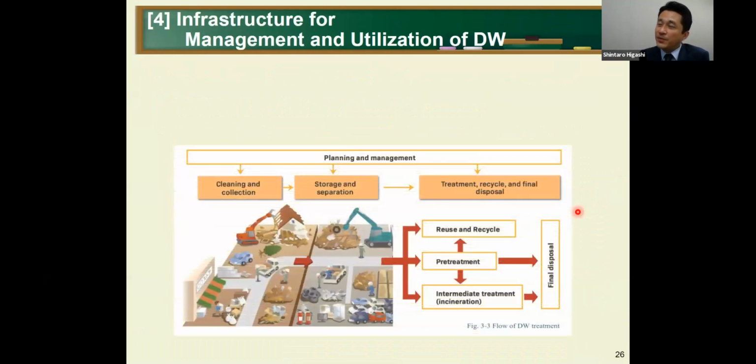Infrastructure of disaster waste. And could you remember this figure? I think we discussed based upon this figure. These figures, I think, show the basic flow of treating disaster waste, isn't it? Yes. And we should consider the specific infrastructure of disaster waste management for especially this storage and separation and final disposal.